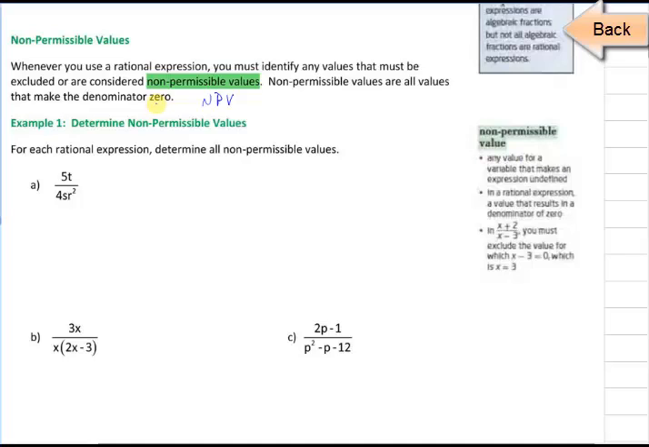And those values that make the denominator equal to 0 are considered non-permissible because you cannot divide by 0. If you recall from your past math classes, that's because when 0 is in the denominator, the expression is undefined. So dividing by 0 makes the expression undefined.